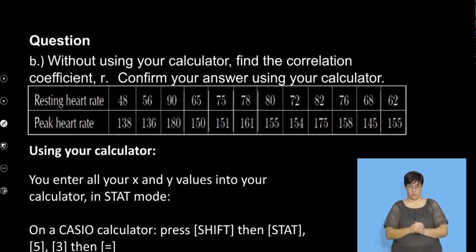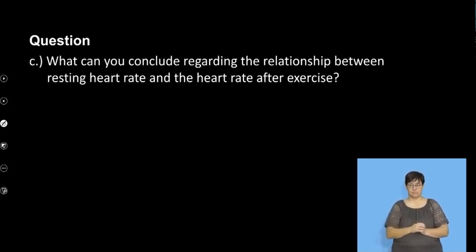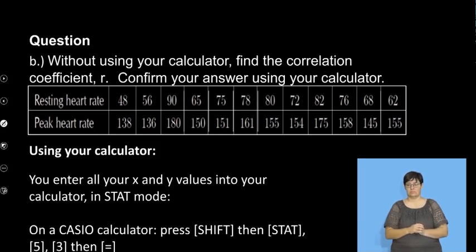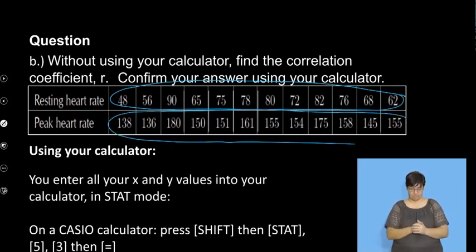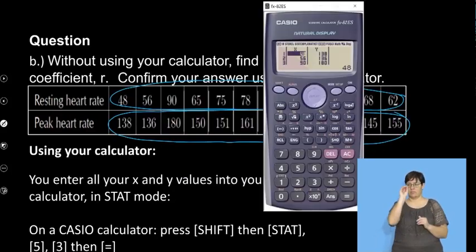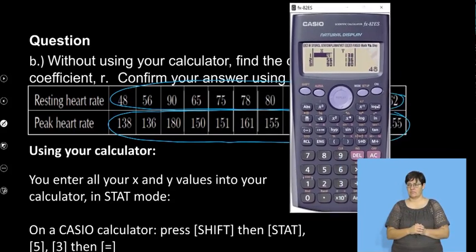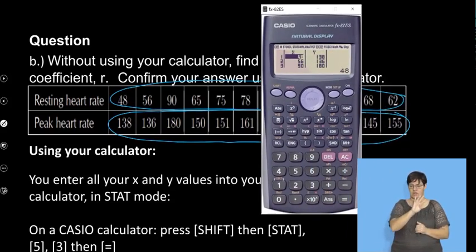So with a Casio calculator, let's see. If you go back with a Casio calculator, we have to enter our data. This is our x, and this is our y. Okay? So I've already imported our data. We can see 48, 138, which is x, and 56, 135.